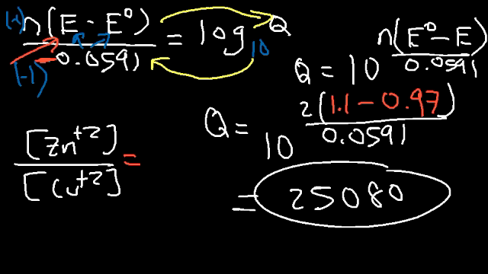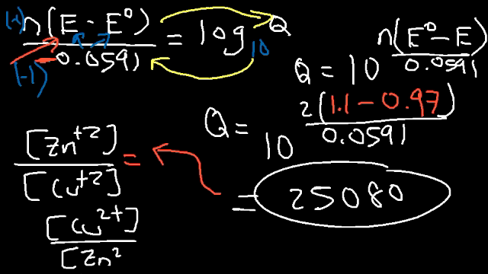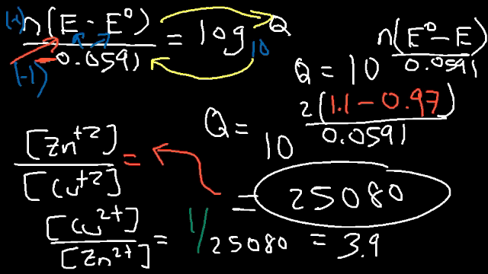So this is the ratio of the products to the reactants. So the ratio between zinc 2 plus and the copper 2 plus ions is 25,080. Now let's say you want to find the ratio of the reactants to the products as opposed to the products over the reactants. So if you want to find the ratio of copper to zinc, all you need to do is flip this number over 1 or under 1. So it's going to be 1 over 25,080. So that's going to be a very small number, 3.99 times 10 to the minus 5.